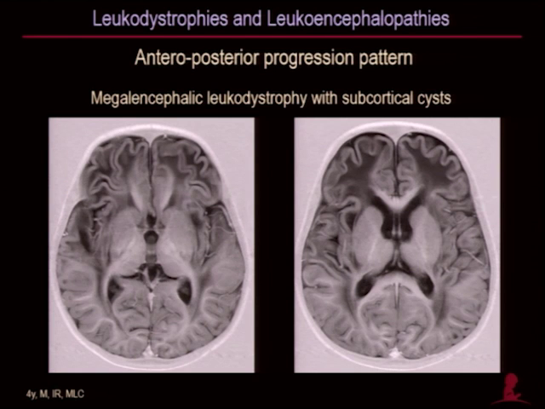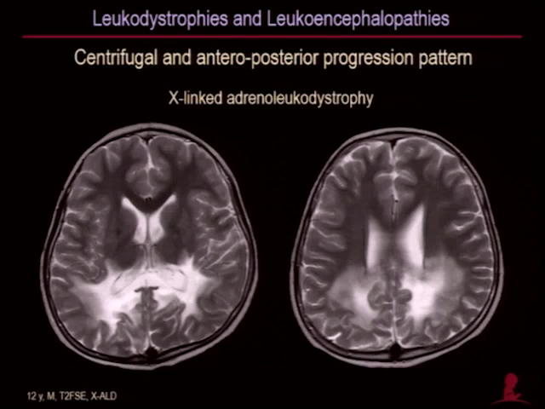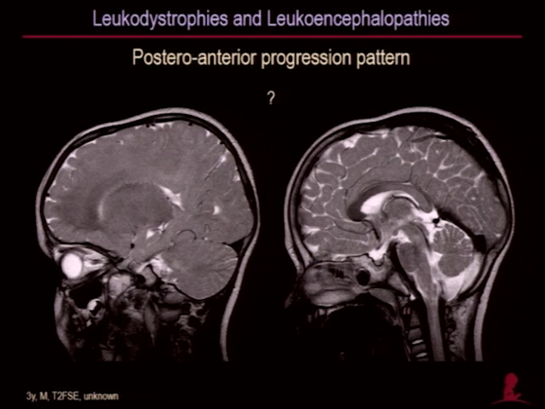Here you have the anteroposterior progression pattern in megalencephalic leukodystrophy with subcortical cysts, and I don't know what this one is, but it's just the opposite. And you can have a combination of those, for example, in XALD, at the same time posterior-anterior and centrifugal, right? If you think about it. And remember that the corpus callosum is sometimes the mirror of the cerebral hemispheres, what's going on in the hemispheres, and you can beautifully see in this particular case that kind of gradient of lesion involvement from posterior to anterior.